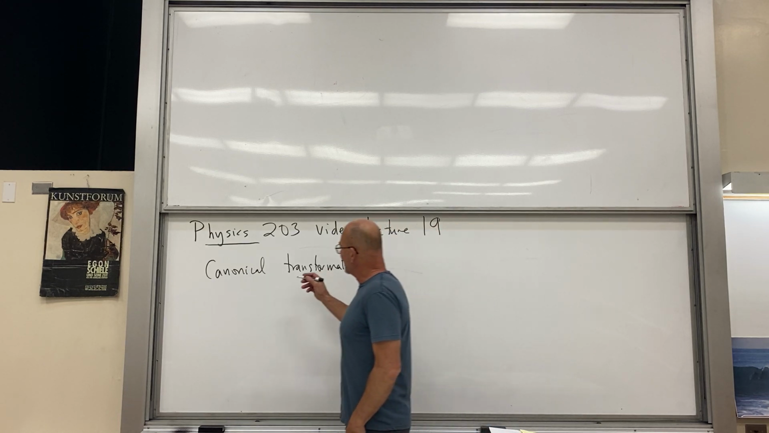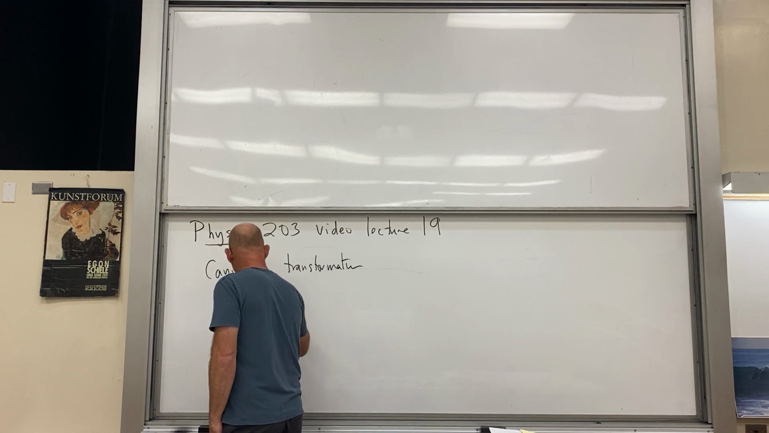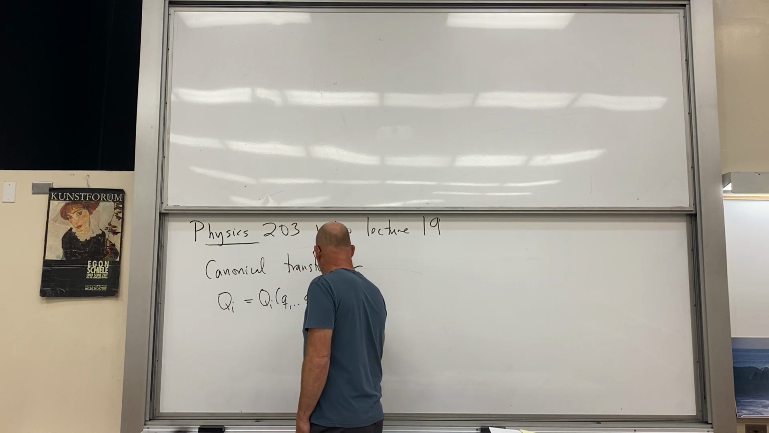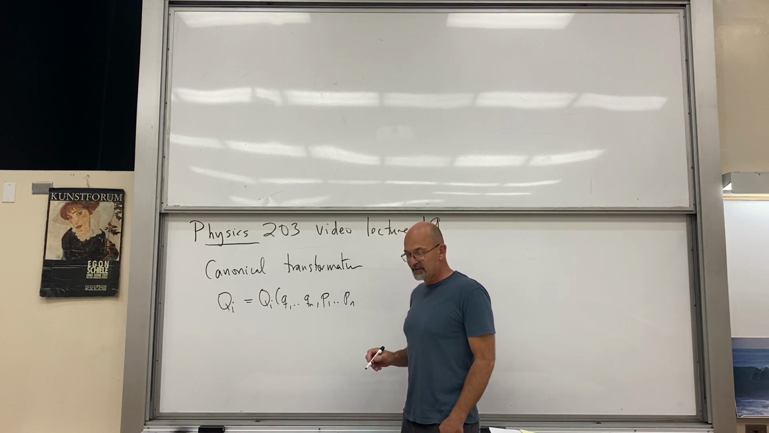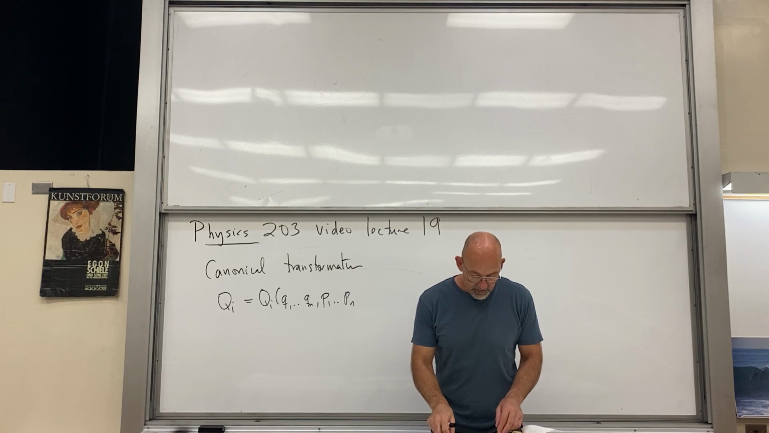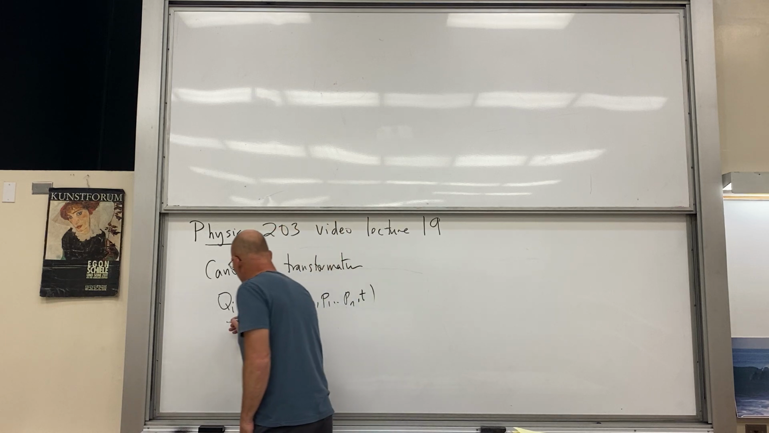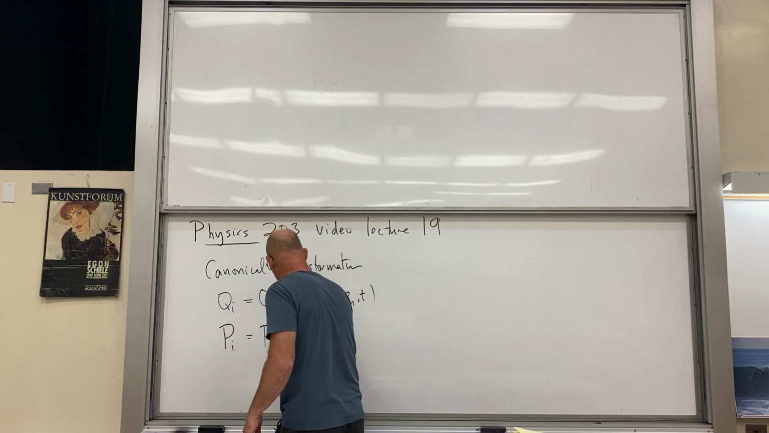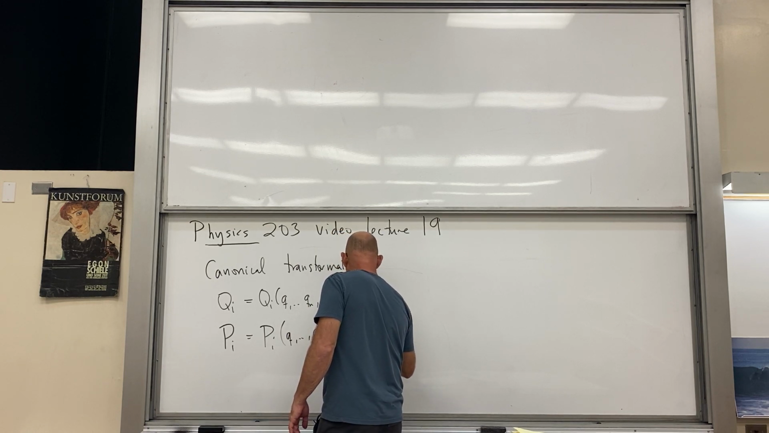So we have a transformation from old coordinates to new coordinates of the most general form, Qi of q1 to qn and p1 to pn. It could also explicitly be a function of time. Are we dealing with those? Check here. Yes, explicitly a function of time as well. And then the new momenta are likewise functions of all the old coordinates and momenta, p and t.